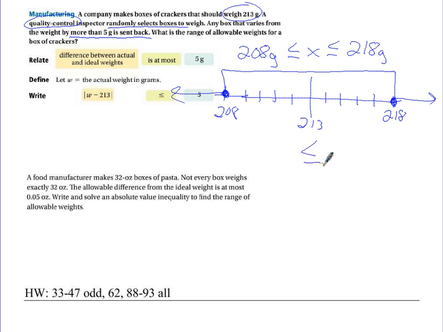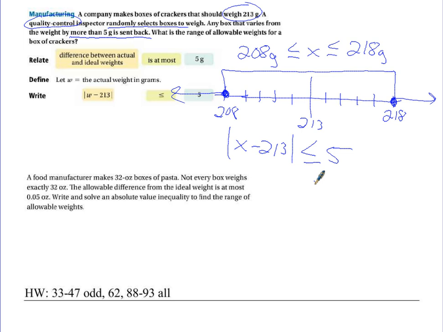Less than or equal to 5. It says more than 5. Anything more than 5 over is sent back. So now inside the absolute value symbol, I have my weight minus the 213 that I want.